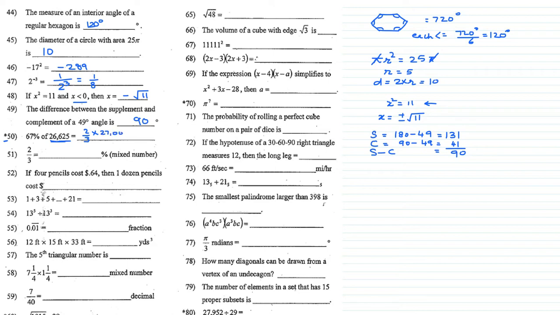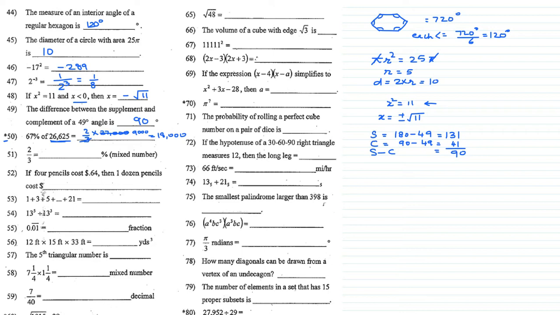And one reason why I chose 27,000 over here is because I can divide 27,000 by 3. So when I do that, I get 9,000. So 2 times 9,000 is 18,000. So that would be an approximate answer.